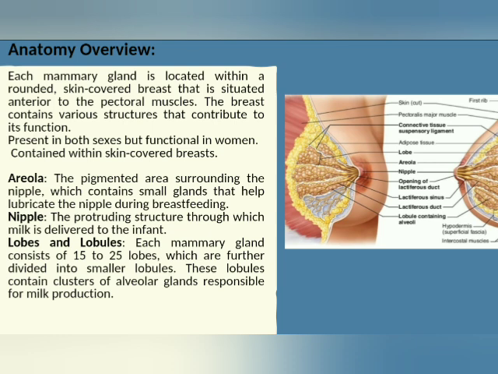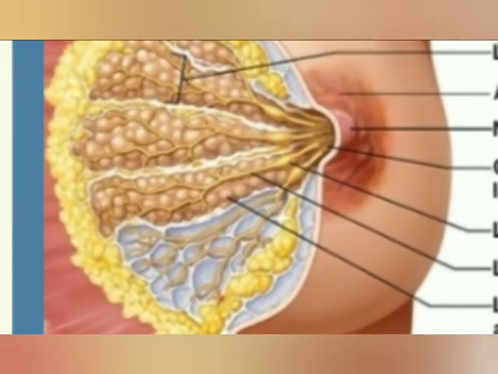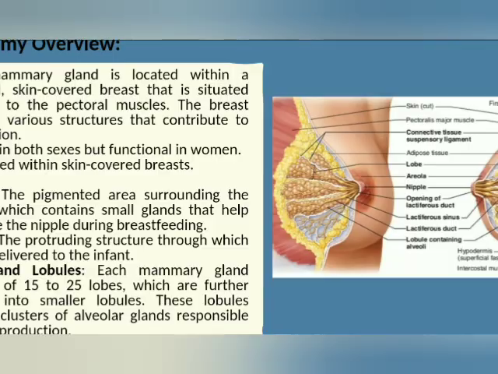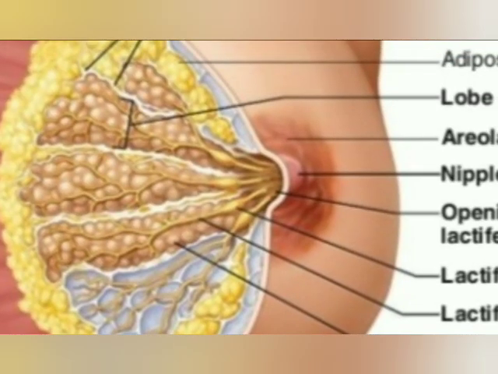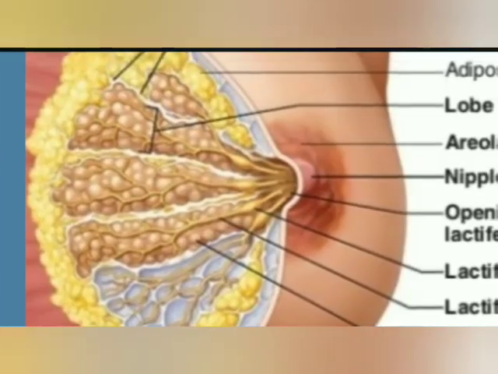So the mammary gland is located in the skin-covered breast, which is anterior to our pectoral muscle. Mammary glands are present in both male and female, but are only functional in women. One of its parts is the areola. The areola is the pigmented area surrounding the nipple, which contains small glands that lubricate during breastfeeding. Here you can see the areola.